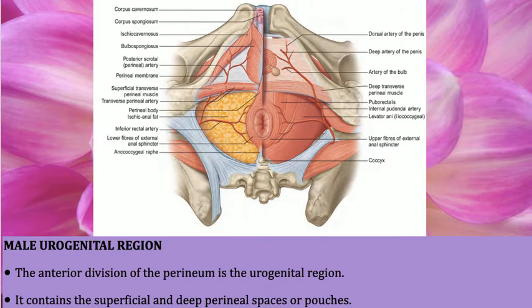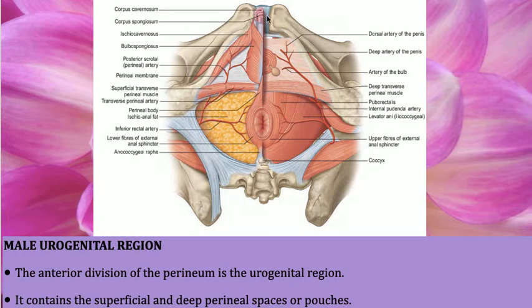Right. So we can talk about the male urogenital region first. As you can see, this picture is depicting the male on one side and the female on the other side. The anterior division we all know of. This is the perineal region, the urogenital region over here. This is part of the ischioanal fossa. This is the anal triangle.